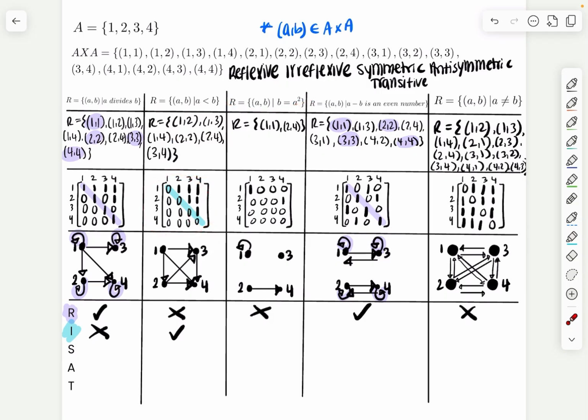Is this relation irreflexive? Well, I don't see all zeros in the main diagonal. There's at least one 1. There's at least one twin. There's at least one loop. So no. Is this relation irreflexive?